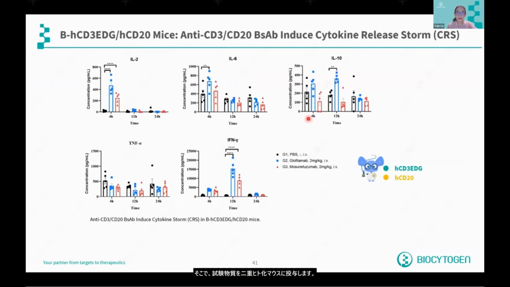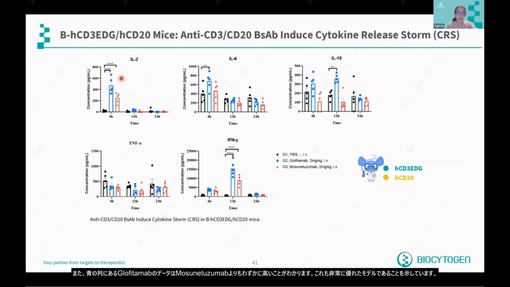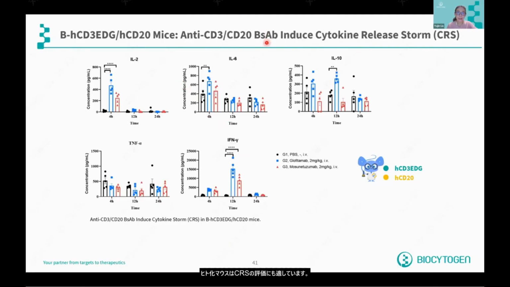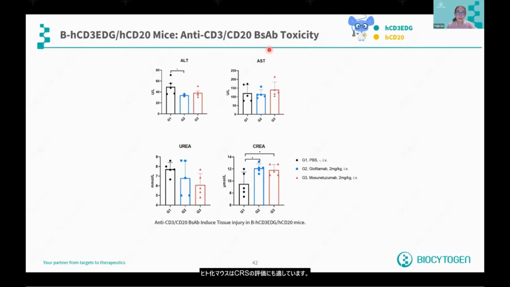So we gave the test articles to the double humanized mice. We can see that the blue column, which shows the data of glofitamab, is a little higher than mosunetuzumab. This makes the humanized mice a very good model for the evaluation of CRS. And we also detected the liver function and kidney function after treatment. We can also see that creatinine was increased after treatment with the 2 test articles.